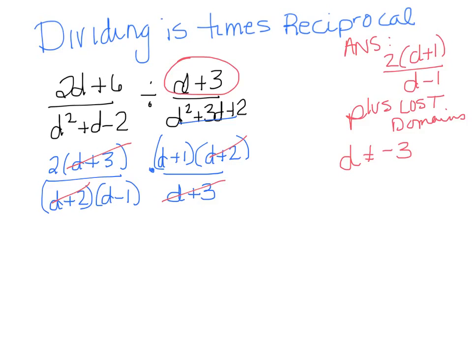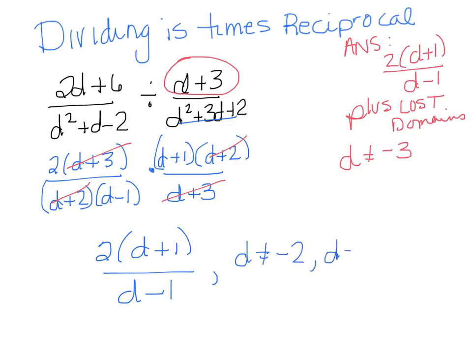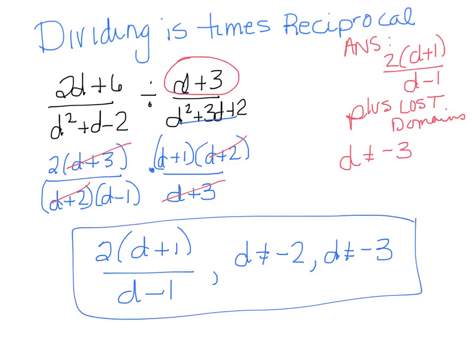Okay, so that is indeed a lost domain, and what I'm left with is exactly what was expected, 2 times d plus 1 over d minus 1. With the lost domains, d cannot equal -2 and d cannot equal -3. Both of those were lost. There you have it.